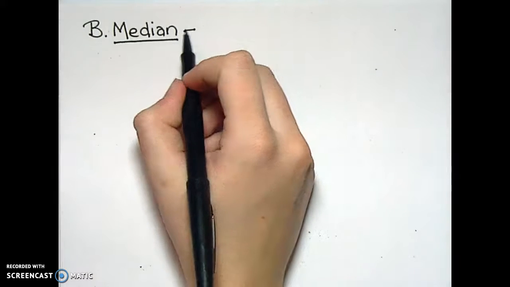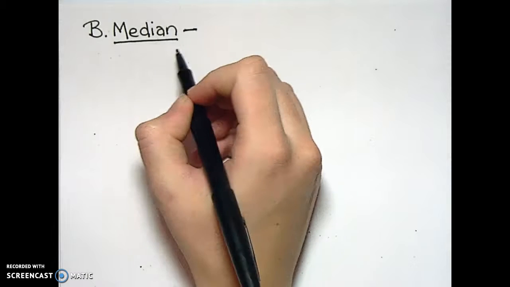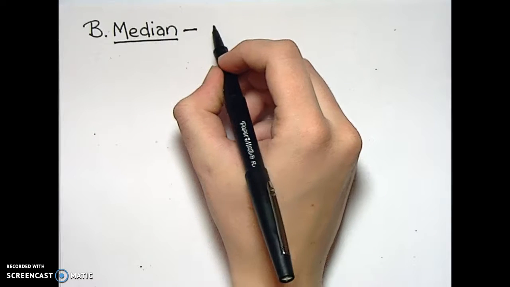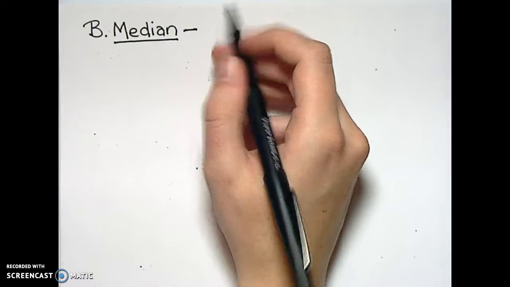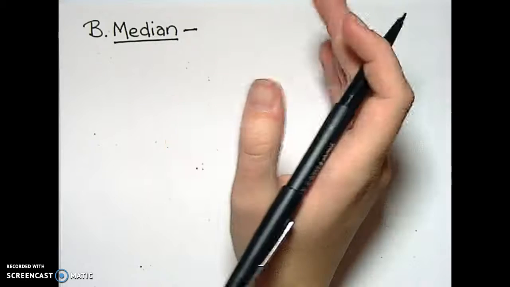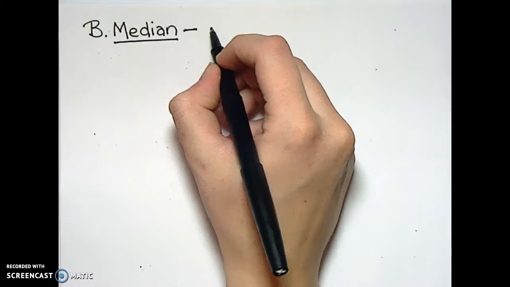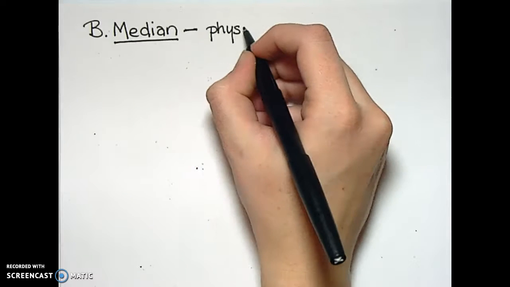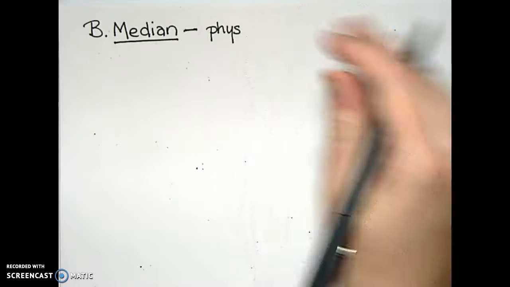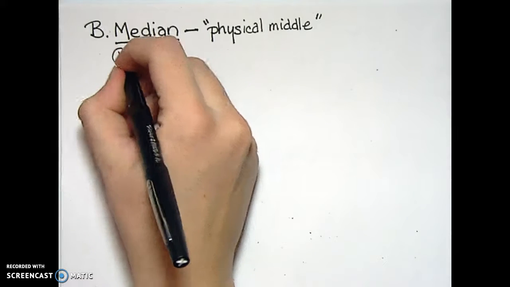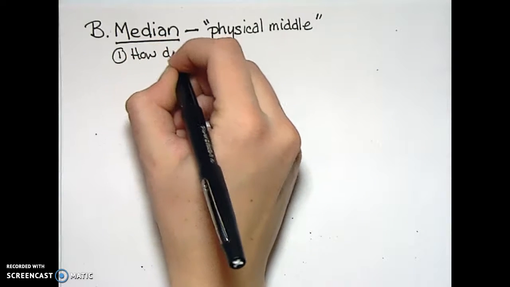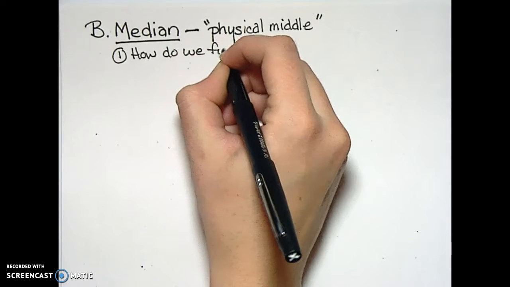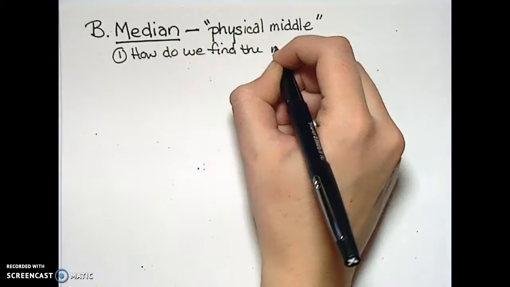If we think about the word median outside the context of mathematics, we might think about medians on a road, the physical middle between the two lanes of opposing traffic. And it's this idea of being the physical middle that we want to translate to data sets. So to answer the first question, how do we find the median?